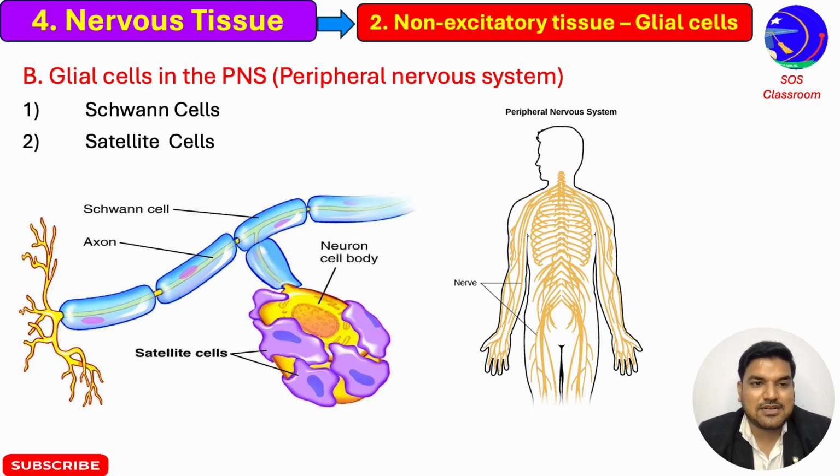Next are the glial cells present in the peripheral nervous system. Peripheral nervous system means both upper limbs, both lower limbs, the chest area and abdominal area. All areas except the brain and spinal cord. There are only two glial cells present in the peripheral nervous system, that is Schwann cells and satellite cells. You can see these are the Schwann cells and this is the satellite cells. So Schwann cells and satellite cells are present in the peripheral nervous system as glial cells.